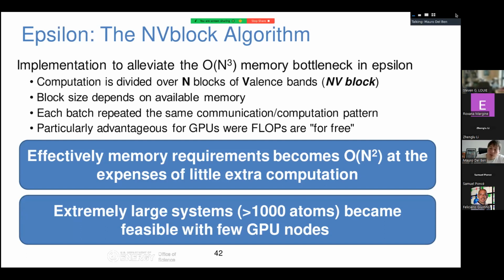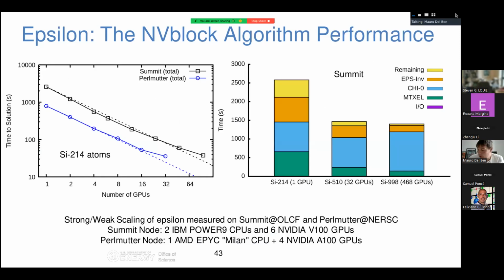Now we have this new algorithm that allows you to use the memory in an optimal, or suboptimal, way, because we're repeating the computation, but it doesn't go out of memory, so you don't really need a huge amount of resources in order to perform this kind of computation. And this is shown here.